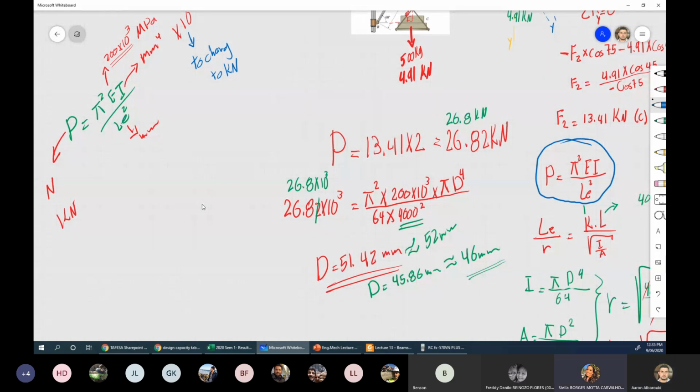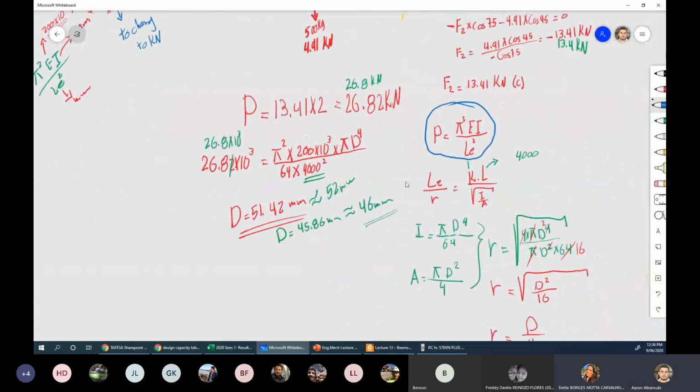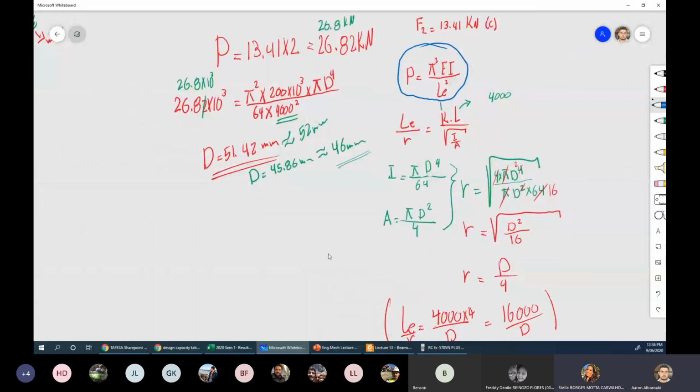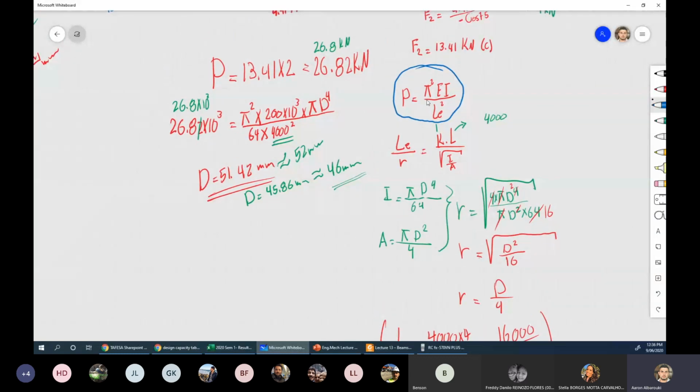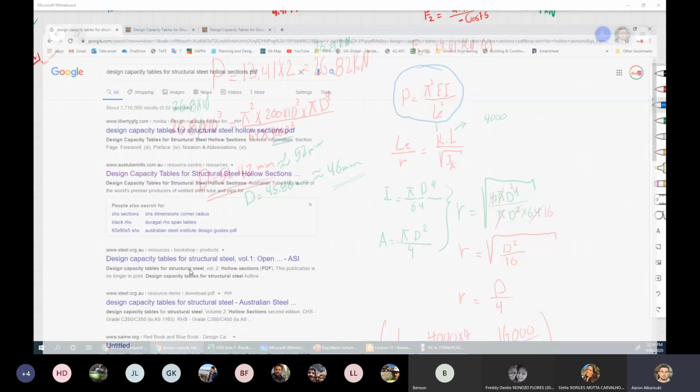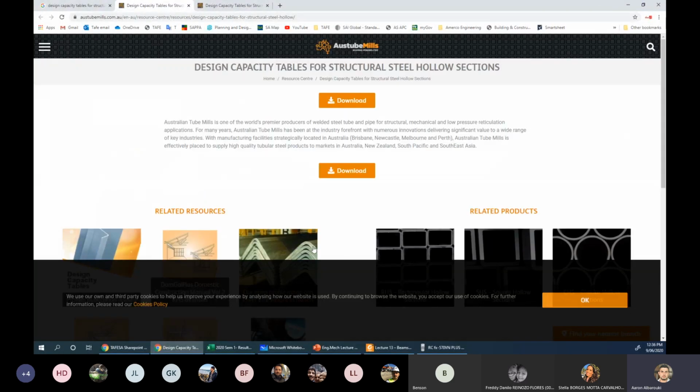Actually, my mistake was I was using the yield stress they gave us, the 250 megapascals, straight away instead of the E value. So for this reason, my result was 1,000 less. That's okay. That's good. You made that mistake, so you remember it. The E value, in many cases, you won't be given. E for steel is always known to be 200 times 10 to the power of 3 megapascals. Okay, I'll show you some. These design capacity tables, where are they?